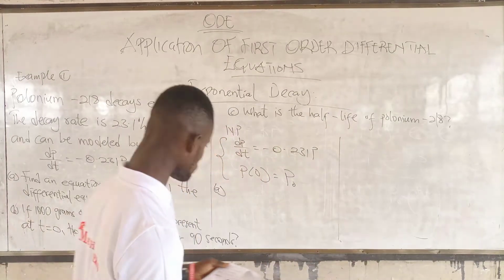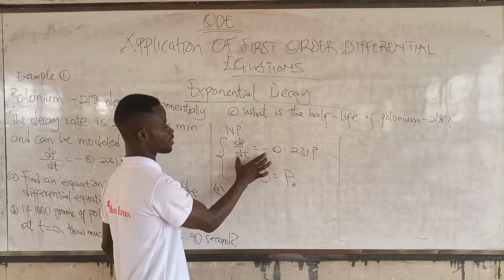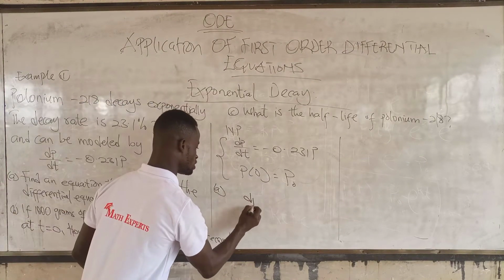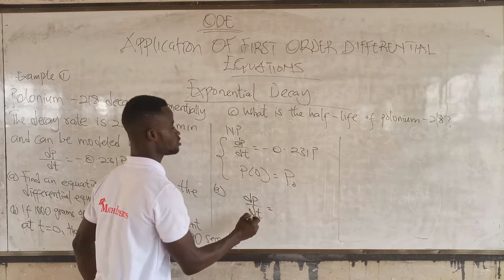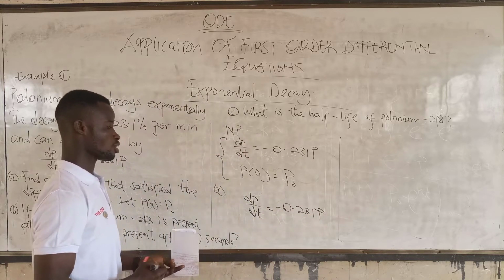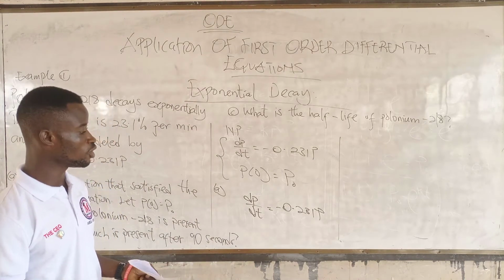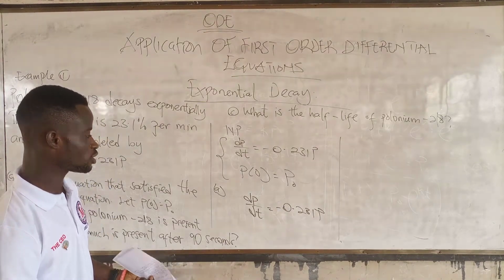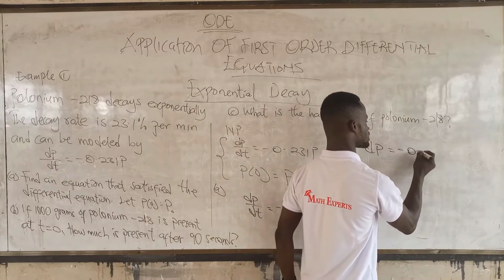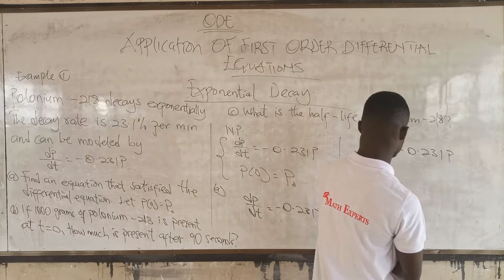Very good. So we move on. With that, we are going to only pick the differential function. So we know that dP/dt is negative 0.231 P. You know the idea of how we go through a separable differential equation. So here we are going to get dP equal to negative 0.231 P.